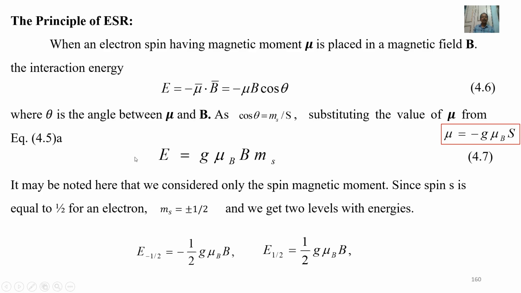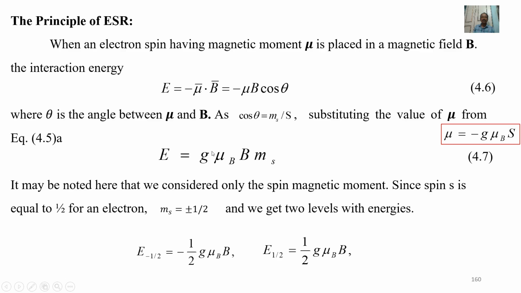The principle of ESR. When an electron spin having magnetic moment mu is placed in the magnetic field B, then the interaction energy is given by E equals minus mu dot B, which is equal to minus mu B cos theta. Here theta is the angle between mu and B. As cos theta equals ms by s, substitute the value of mu from equation 4.5.